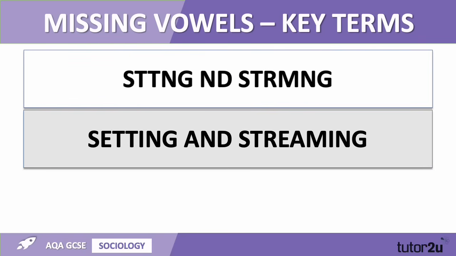Okay, and our last one is now up on the screen. Slightly easier than the last one, I think. I'll give you a moment or two just to try and work this one out. Okay, so we have setting and streaming. So setting is where children are organised into an ability group based on how well they achieve in that one subject, whereas streaming places pupils into groups based on their overall ability and will be in that stream for several subjects. Now, we also hear these referred to as banding. We will talk about these in more detail in a bit.